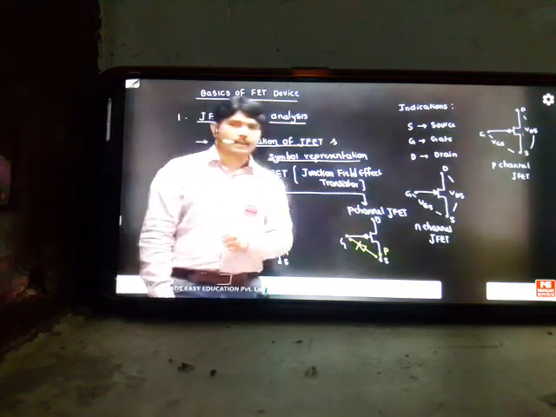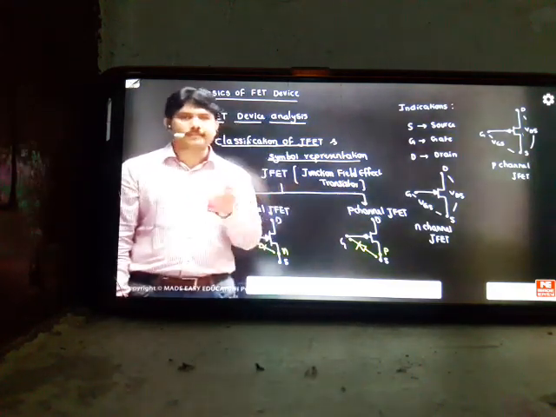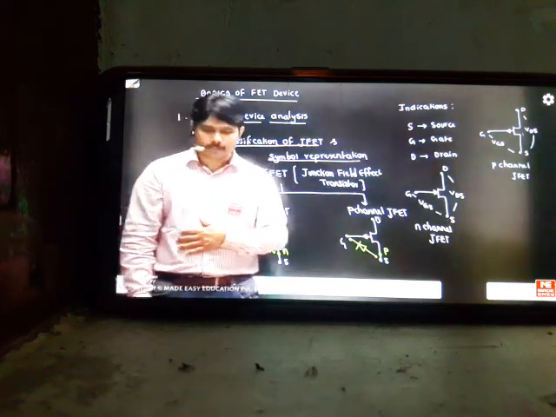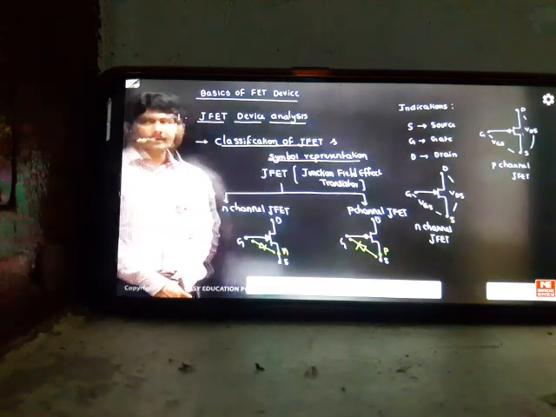So these are the drops in the class. It may be N or it may be P, my notations will be the same. Input drop I'll write VGS, output drop I'll write VDS. Maybe they may be negative or positive according to the mechanism. So please complete up to here. I'm expecting topic 1 is very clear.